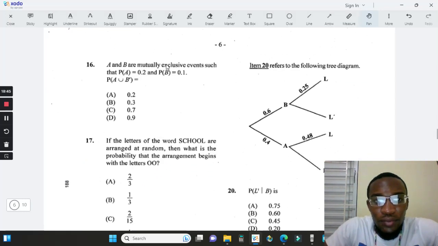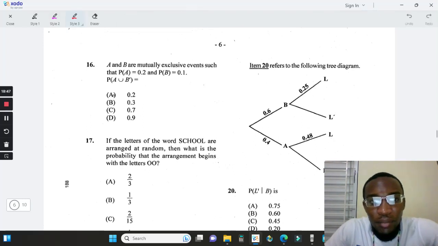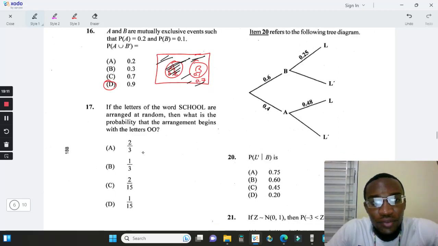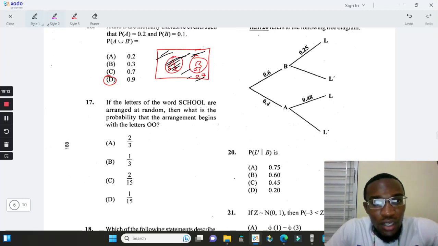Now number 2, this one is a repeat. I remember it was 0.9. Just to show it again, mutually exclusive: this was A, this was B, A is 0.2, B is 0.1, and outside is 0.7. Then they wanted A union B complement, which is on the outside, 0.9. That's a repeat.